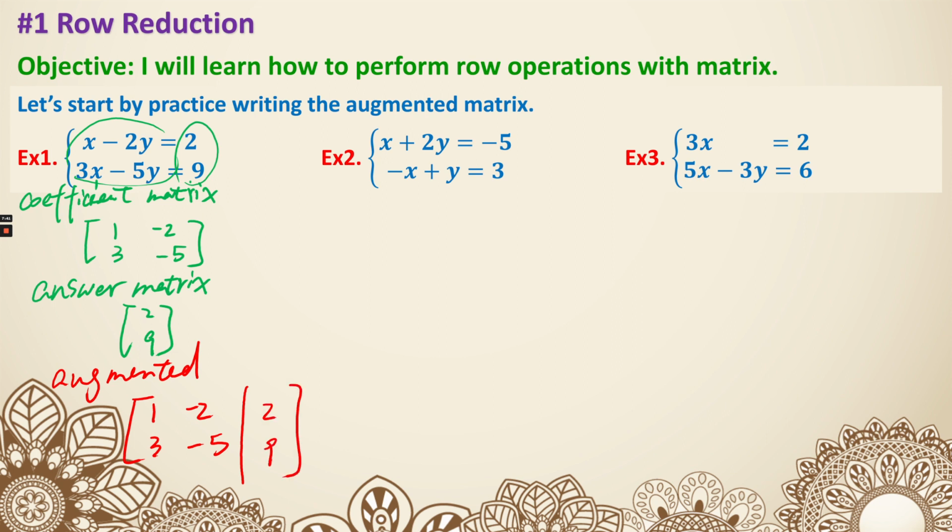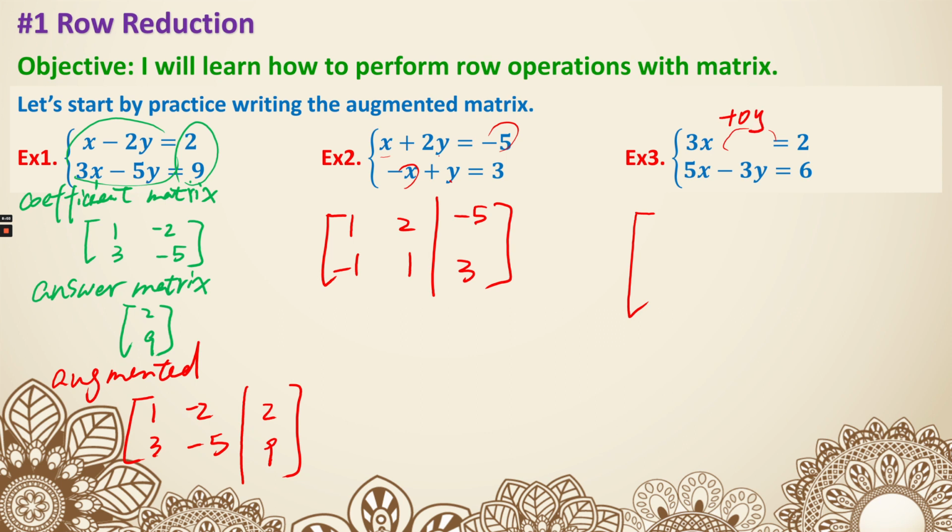This augmented matrix is quite specific. So let's have a look at example 2. x, y, 1, 2, x, y, -1, 1. On the right side, we have the answers as -5 and 3. For example 3, the first equation, you will see there's no y, but technically that would just be a 0y. So even if we don't have a number, a coefficient for a certain variable, we still need a 0 as a placeholder. So we have 3, 0, and then 5, -3. On the right side, we have 2 and 6.